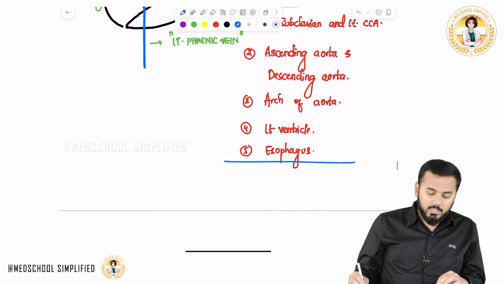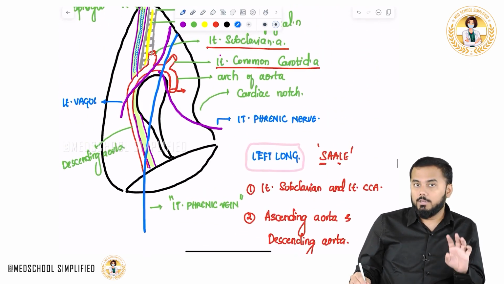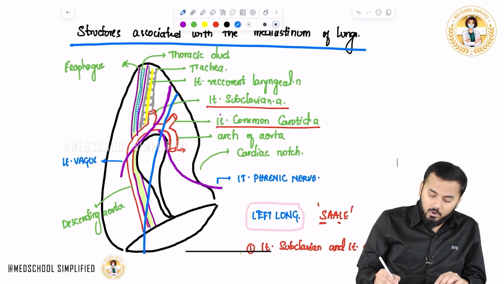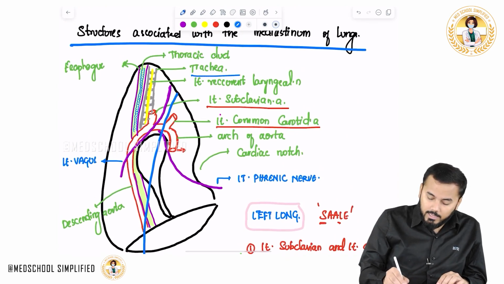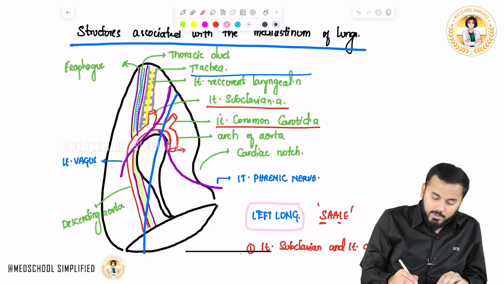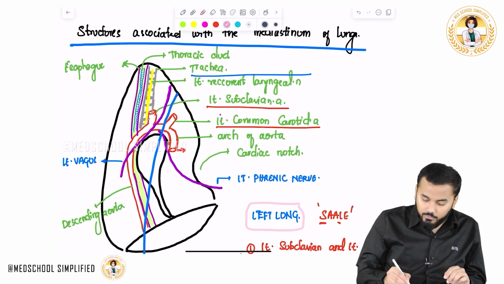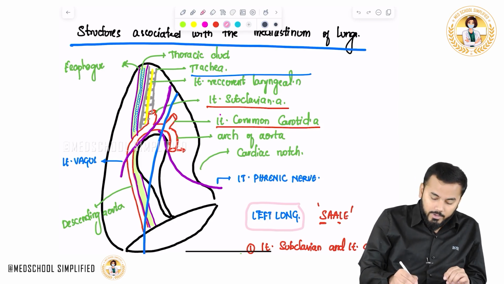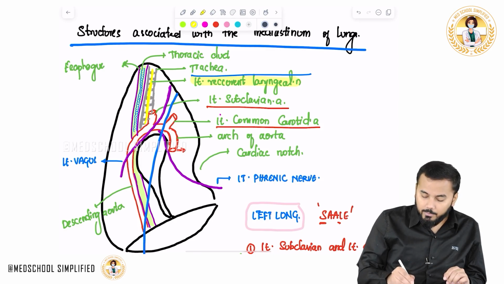Other than this, what are the nerves here? What are the neurovascular bundles which we discussed? We shall discuss now. So we discussed something called left recurrent laryngeal nerve, right? Let me highlight it. This would be easy. So we discussed left recurrent laryngeal nerve. That is one important thing, right? Left recurrent laryngeal nerve is one important thing.